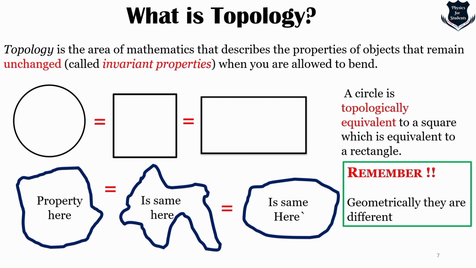So this is just an underlying understanding that the area of mathematics that we are dealing with deals with objects that remain unchanged and that are allowed to bend. So the properties lying on any kind of surface, whether it is a square or anything, must be equal to the same surface, and so on. But remember that they can be topologically equivalent, but geometrically they are different.